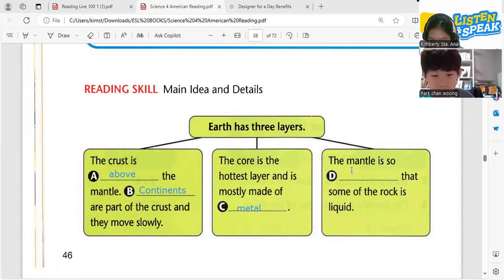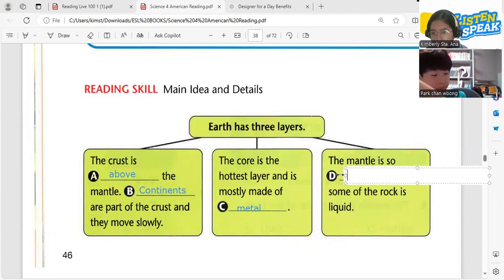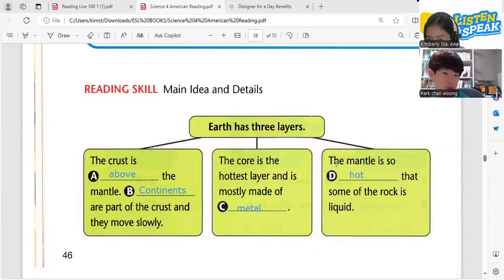The mantle. So, okay, so what do you think? I think the mantle is so cold, so warm, so cool. What do you think? It's so hot. Nice one. Can you please read the sentence? The mantle is so hot that some of the rock is liquid. Yeah. That is correct. You did your best. Thank you very much, Evan.